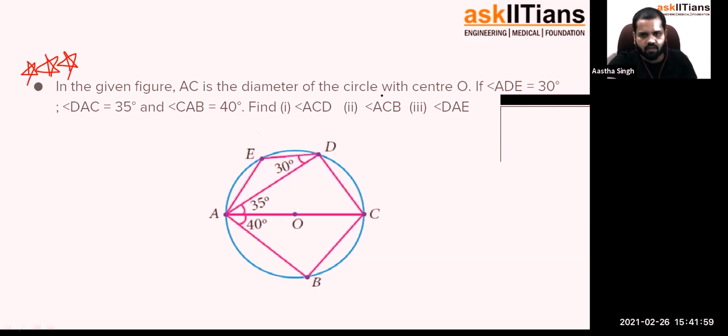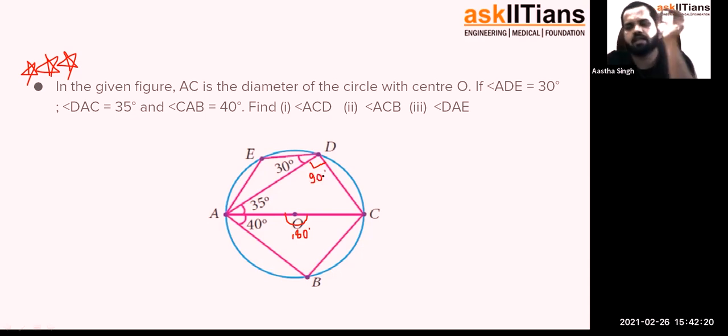AC is the diameter of a circle, the center is O. So AC is also an arc, right? And it subtends an angle of 180 degrees at the center. It means at any point on the circumference, it will subtend an angle of what? An angle of 90 degrees. Why? Because the angle at the circumference is equal to half of the angle at the center, right? So angle ADC will be equal to 90 degrees.